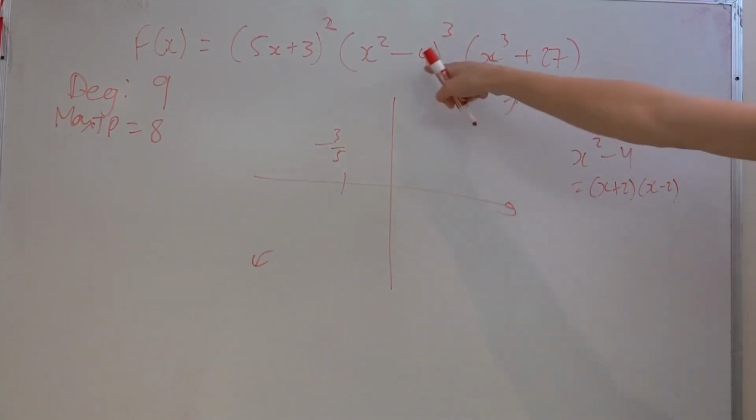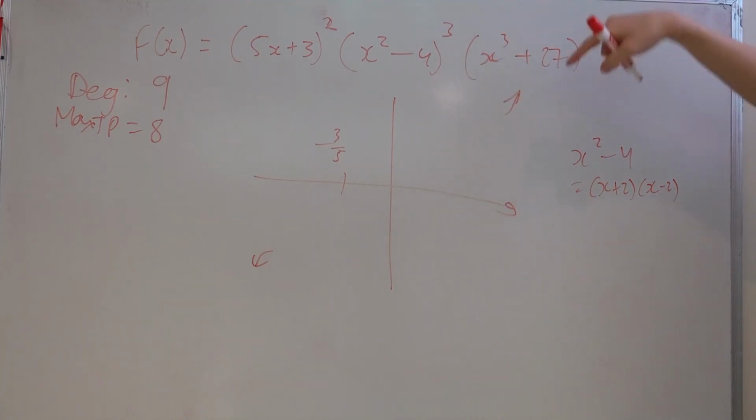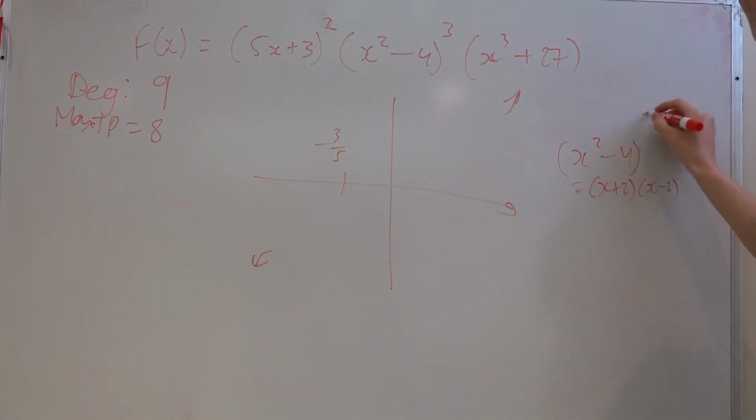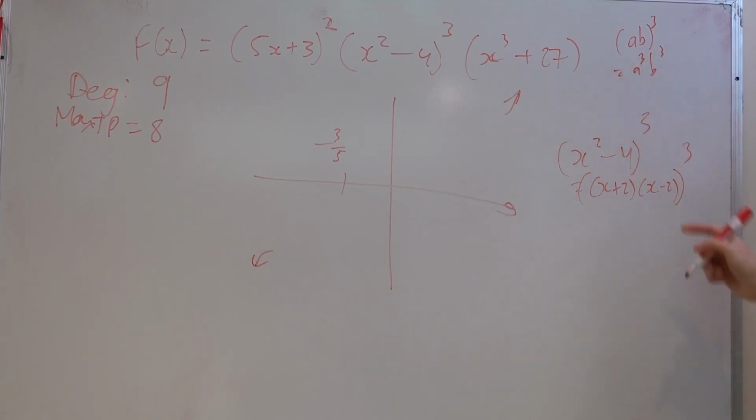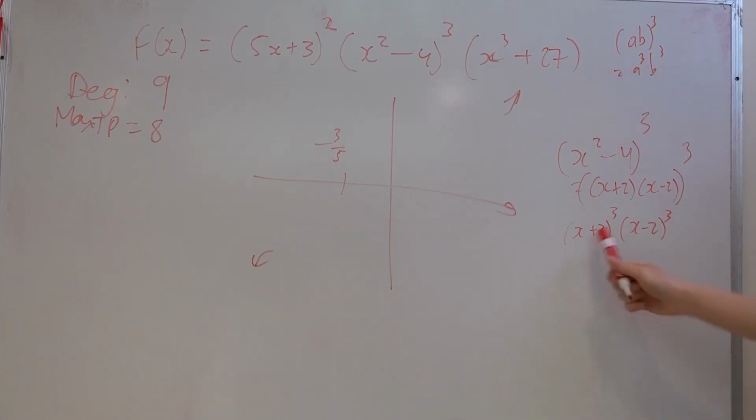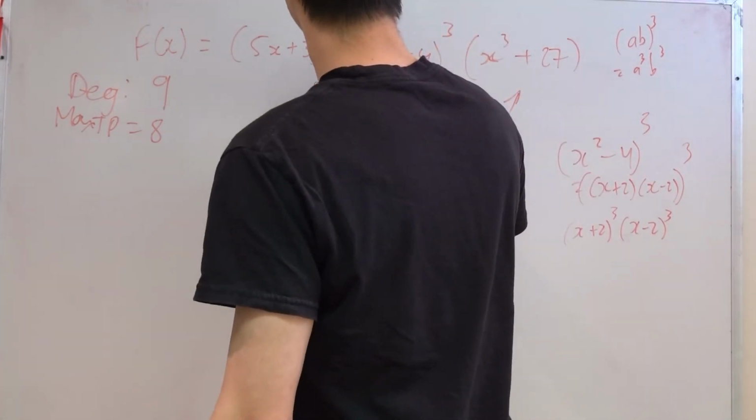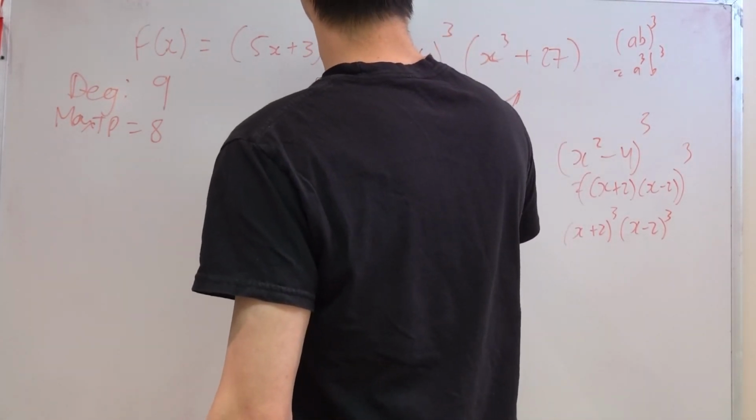But what we have here is not x squared minus 4, it's x squared minus 4 cubed. So we'll have to make this cubed, and therefore this entire thing is cubed. By our laws of exponents, ab cubed is equal to a cubed b cubed. We have that this is equal to x plus 2 cubed times x minus 2 cubed. Okay, x plus 2 cubed times x minus 2 cubed.